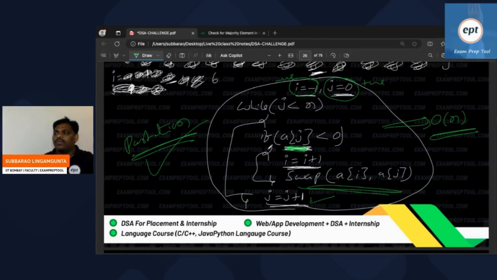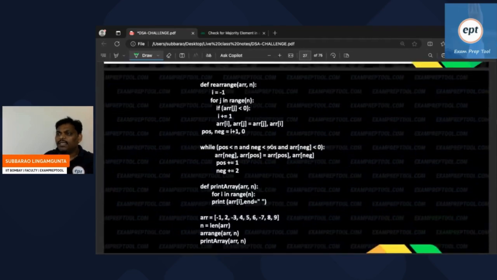I hope everyone is comfortable till now. Right? Now, if you are comfortable, all positives one side, all negatives one side you have done. Now the same code I have written, see, in the form of a Python program.